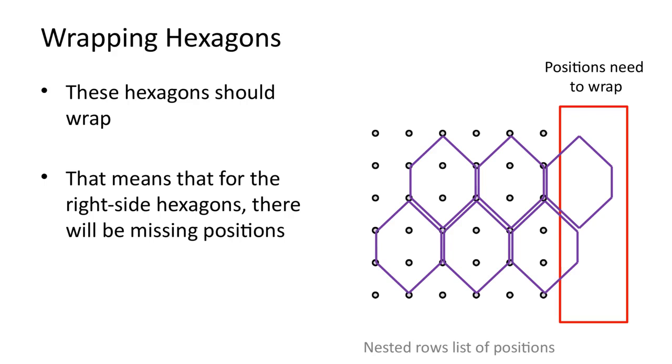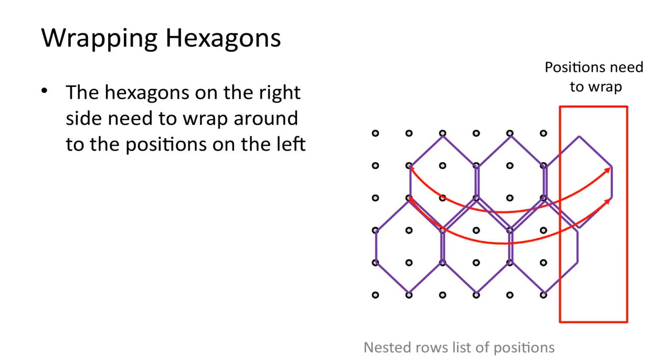The hexagons on the right need to wrap to the left. For the diagram we can see that there are 2 columns of missing positions. The hexagons on the right side need to wrap around to the positions on the left. The red arrows show how they should wrap for just 2 positions. As with the quads, the wrapping focuses on the J index.